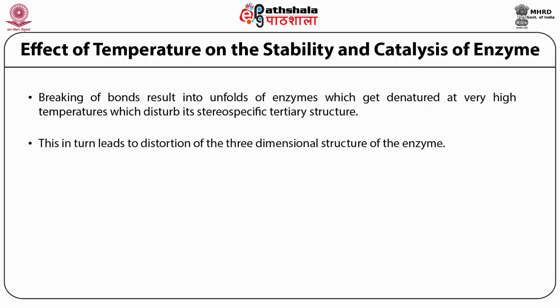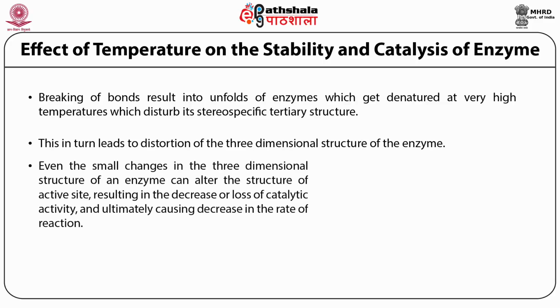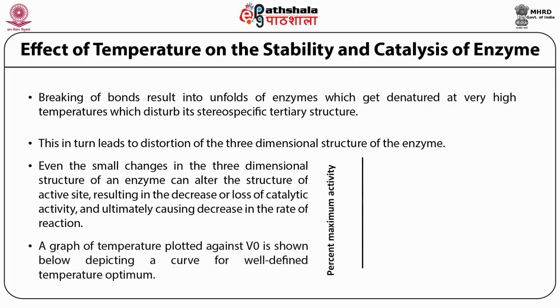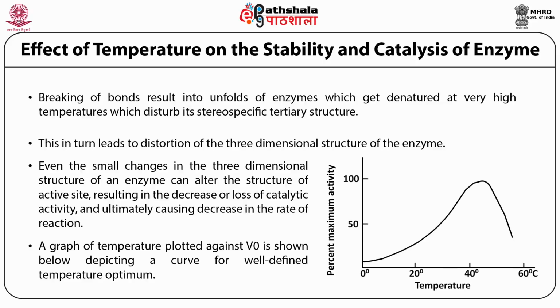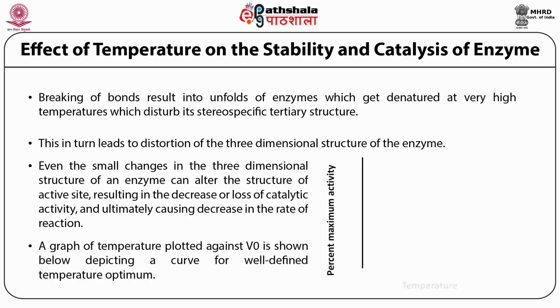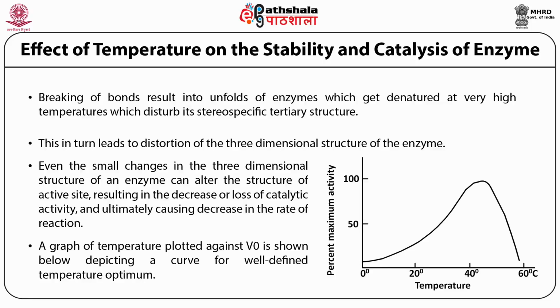the enzyme. Not only that, even small changes in the 3D structure will alter the active site and result in the loss or decrease in the catalytic activity, and ultimately decrease the rate of reaction. A graph of temperature, if plotted against velocity, shows a bell-shaped temperature optimum curve, where an enzyme is going to be active and an optimum temperature is required for its activity.